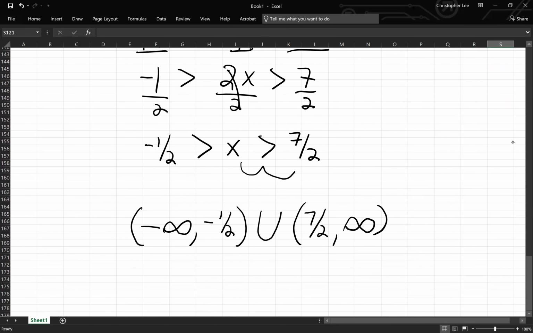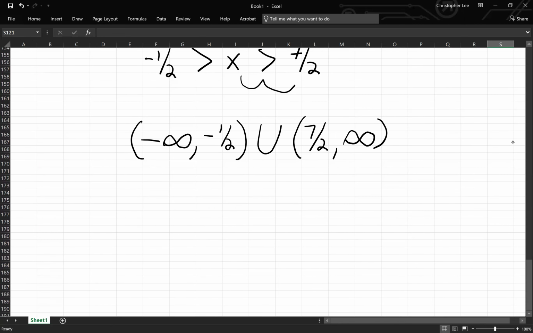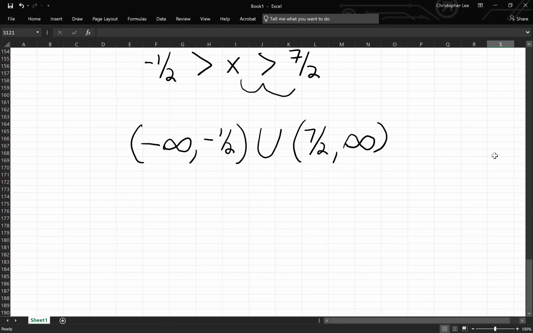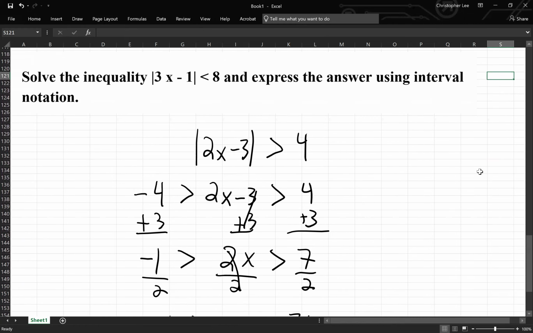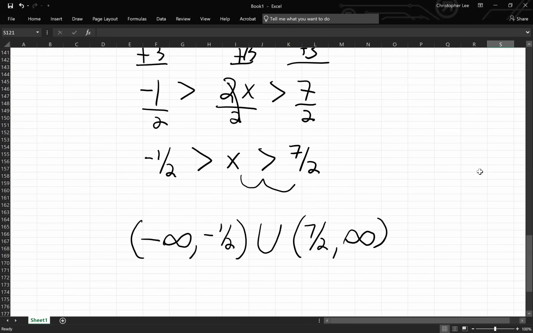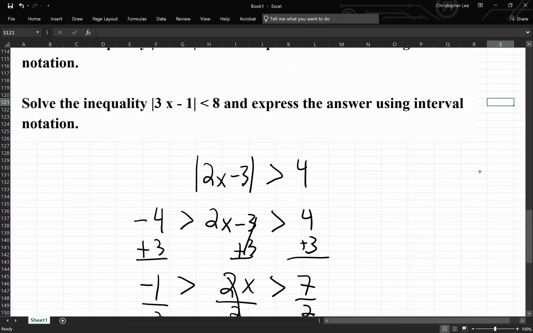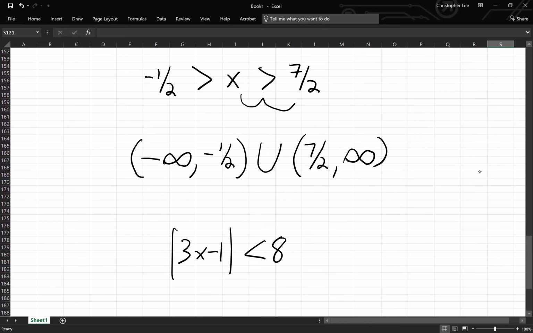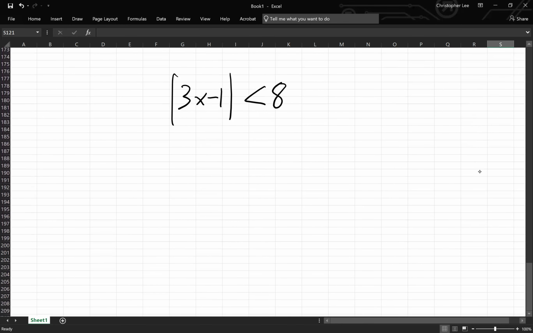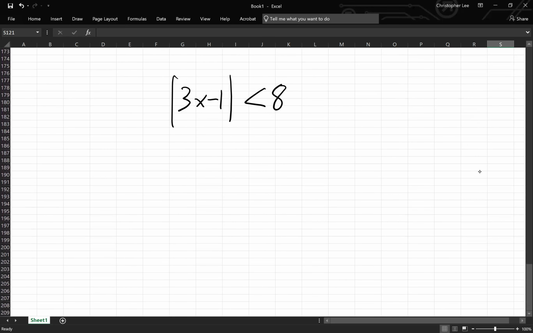Okay. That being said, let's look at our next one. Bear with me 1 second. So I have 3x minus 1 less than 8. Let me get that real quick. 3x minus 1 less than 8. Let me just verify real quick. 3x minus 1 less than 8. Yep. 3x minus 1 less than 8. Okay. Awesome. So now, what does that mean?